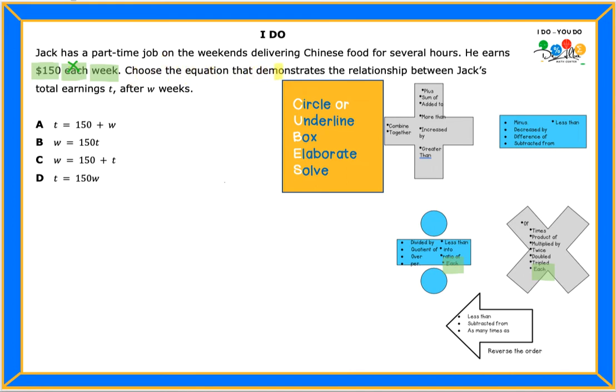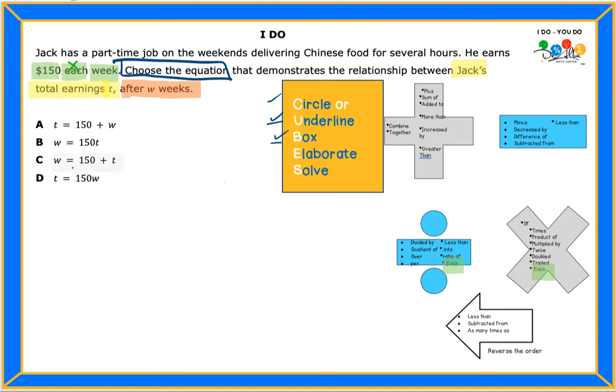Choose the equation that demonstrates the relationship between Jack's total earnings. This is important. Jack's total earnings T after W weeks. So they're using another variable right here. What I'm going to do next, I'm going to identify the steps that I completed in my problem-solving strategy. We did circle and underline. In this case, we highlighted. We're going to box the question, and the question is to choose the equation.